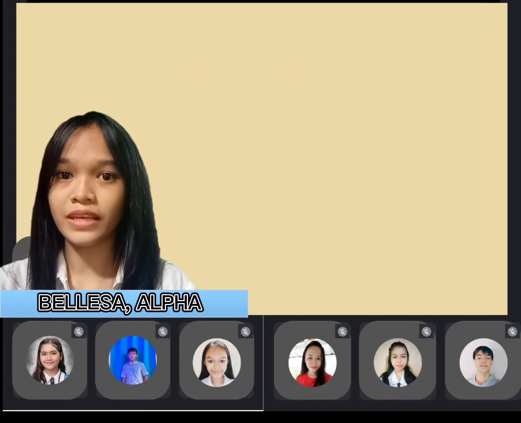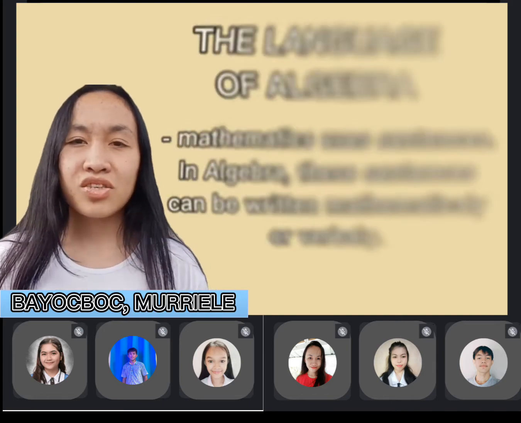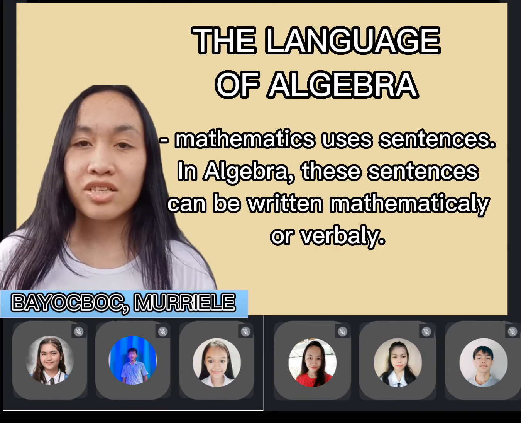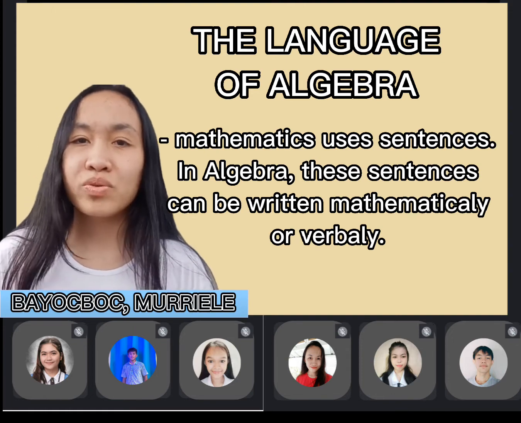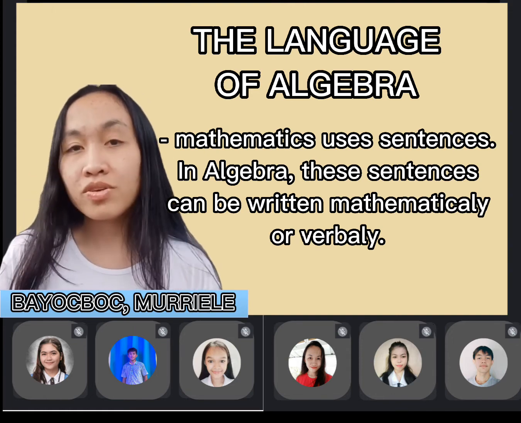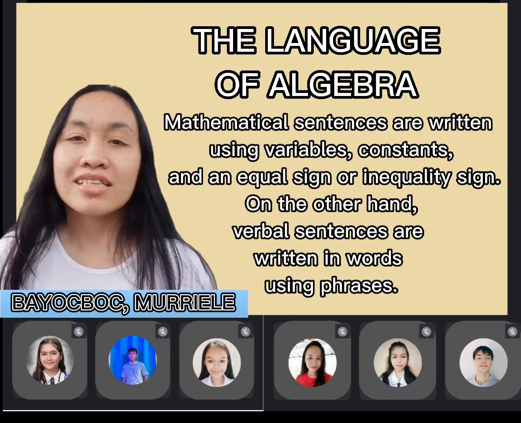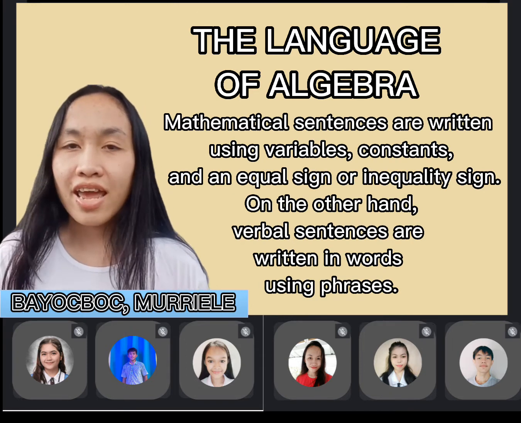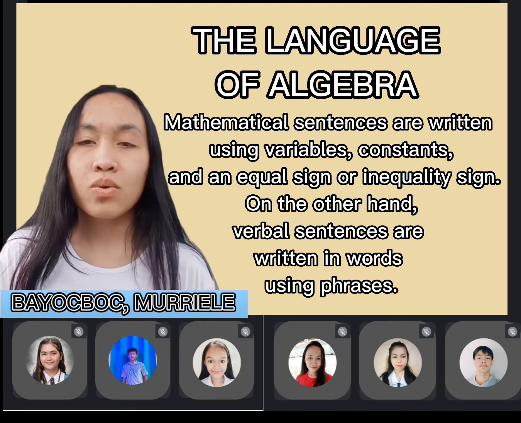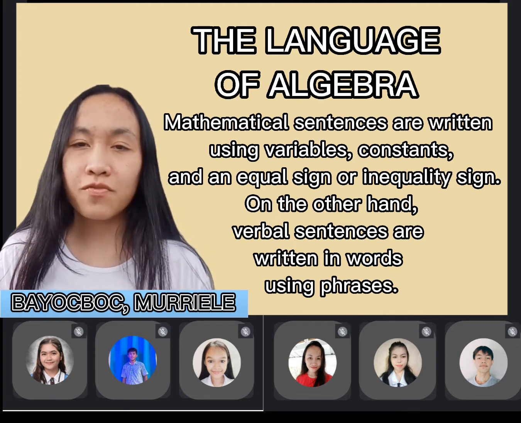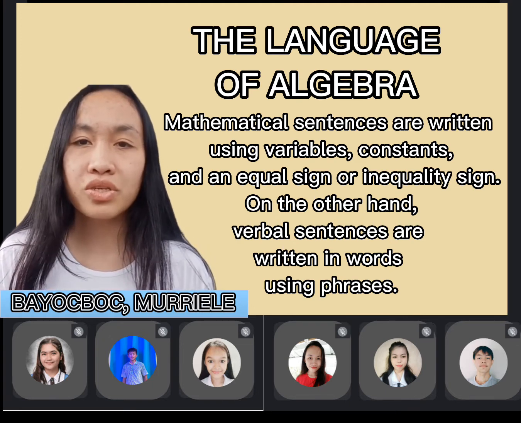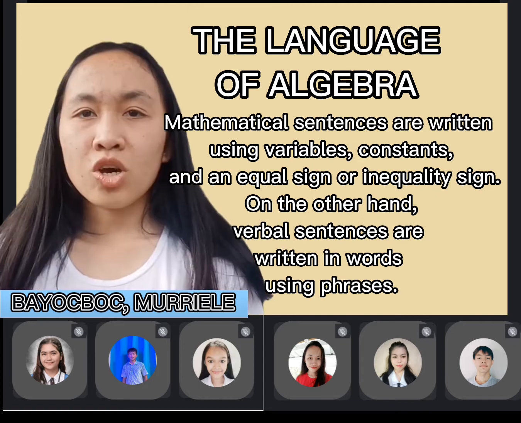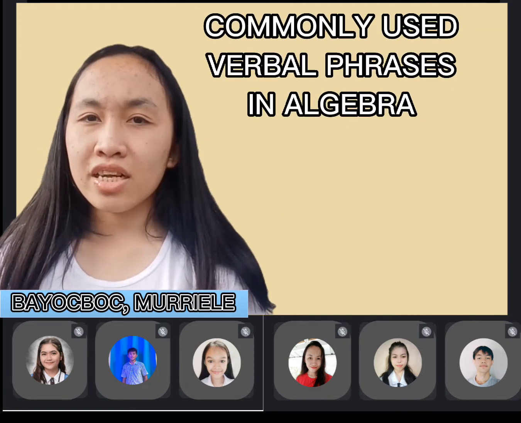To discuss the language of algebra, here is Miss Bayokbo. Mathematics uses sentences. In algebra, these sentences can be written mathematically or verbally. Mathematical sentences are written using variables, constants, and an equal sign or inequality sign. On the other hand, verbal sentences are written in words using phrases. Commonly used verbal phrases in algebra.